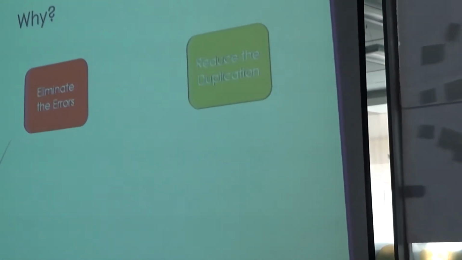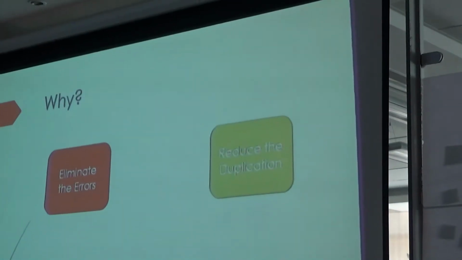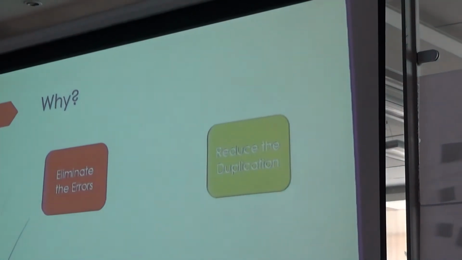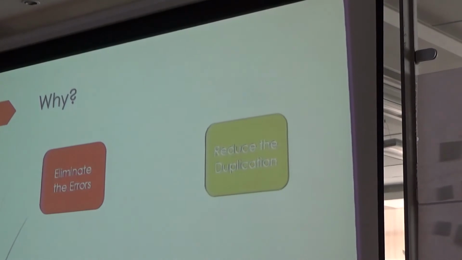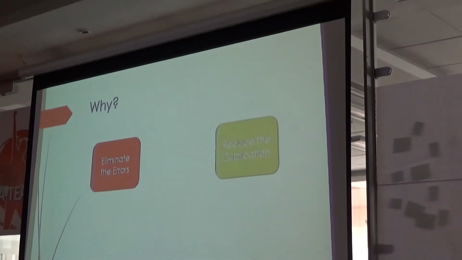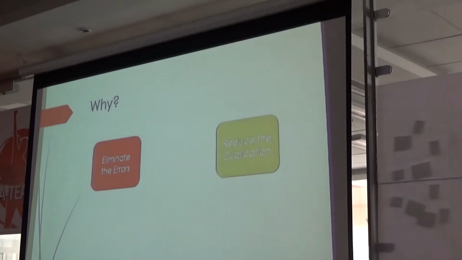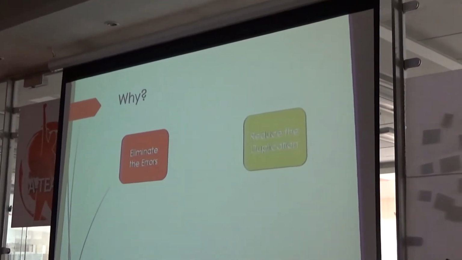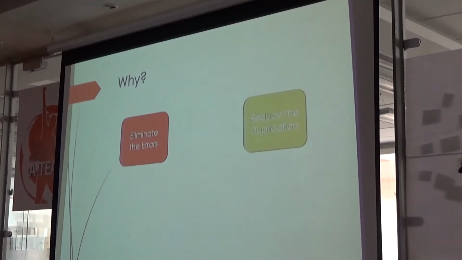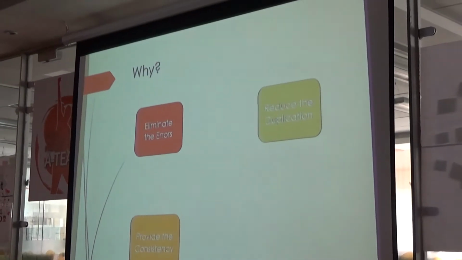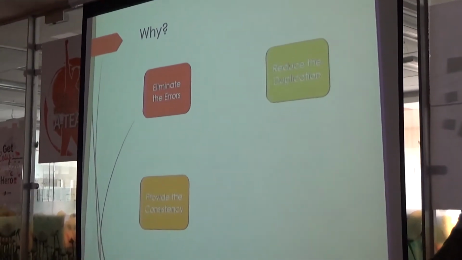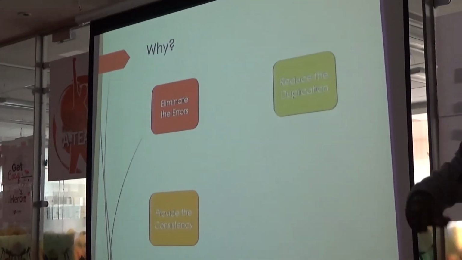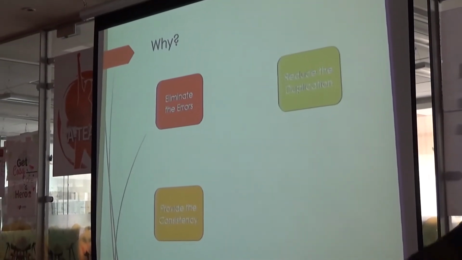Reduce the duplication. That means whatever we are repeating in so many controllers and action layers, for example if I want to call one dropdown, I want to call my model object, I pass it to that action, then I return that action method object to the view. I will show that also. And provide consistency, meaning how we can maintain the entire application in a consistent manner.